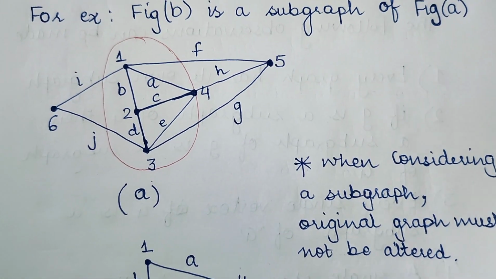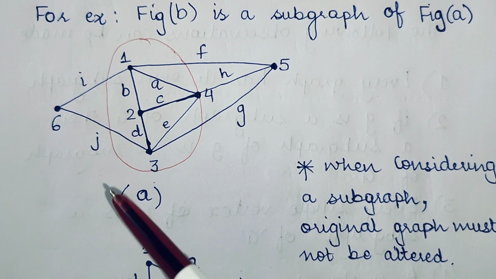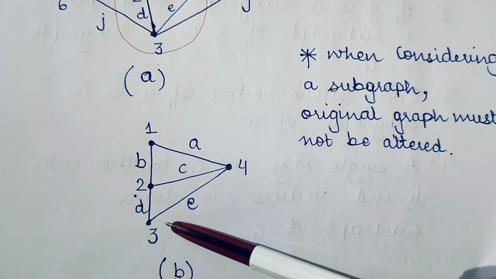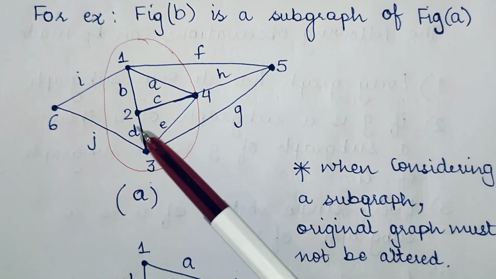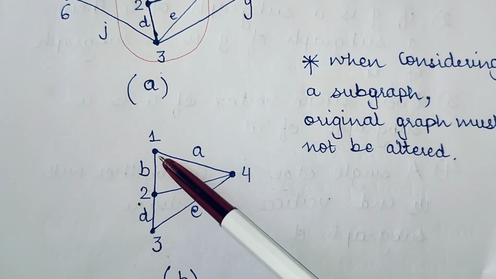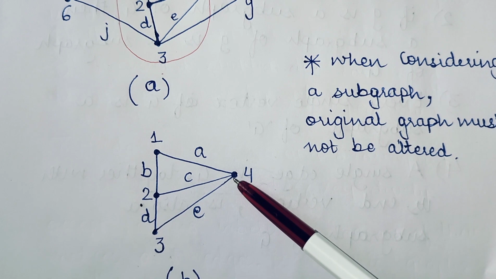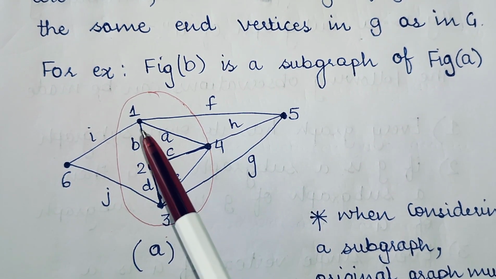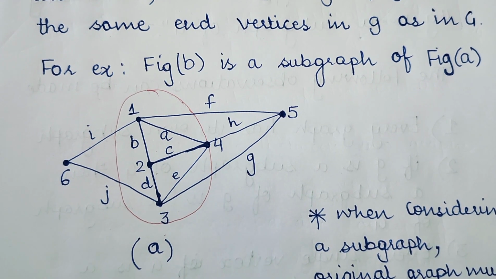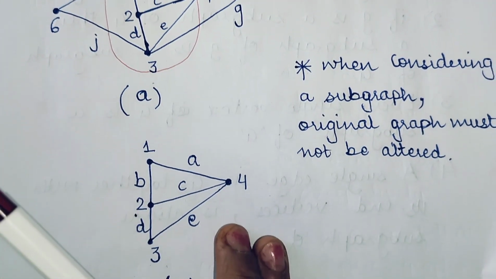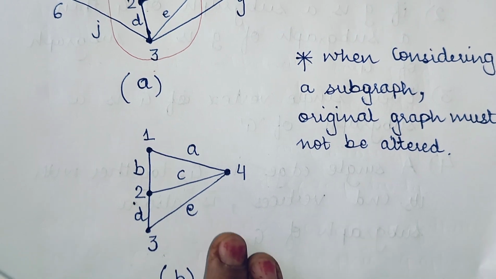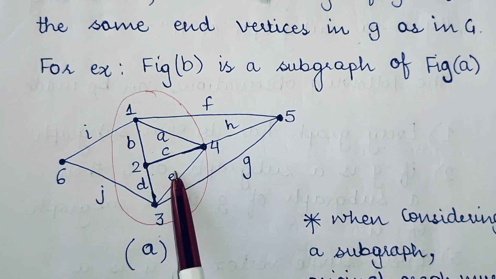How? The first condition is that all the end vertices of this particular graph should be in this graph. So the end vertices 1, 2, 3, 4 in the graph in figure B are all present in the graph in figure A: 1, 2, 3, 4. Then the other condition is that all the edges in graph B should have the same end vertices as the edges in graph A.